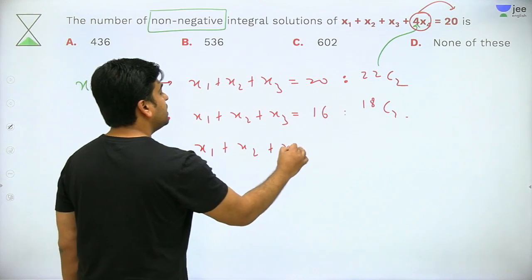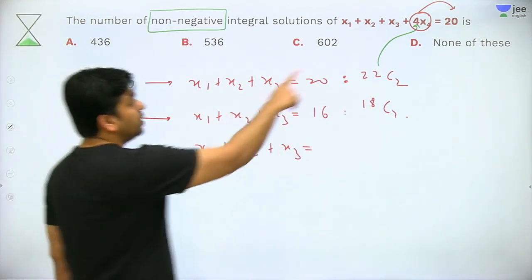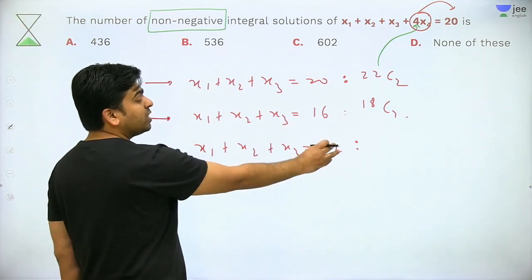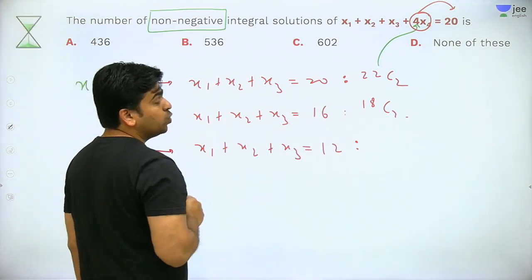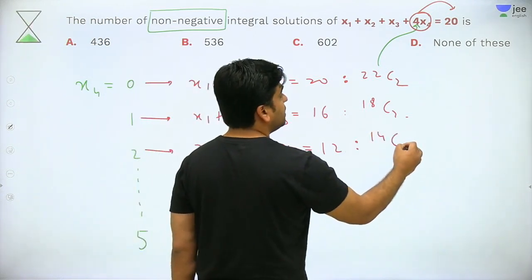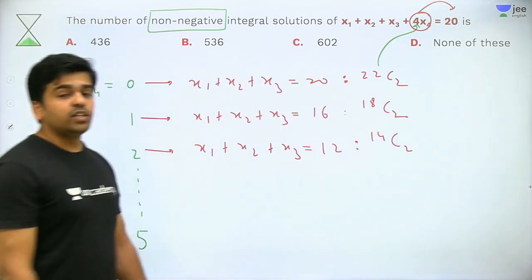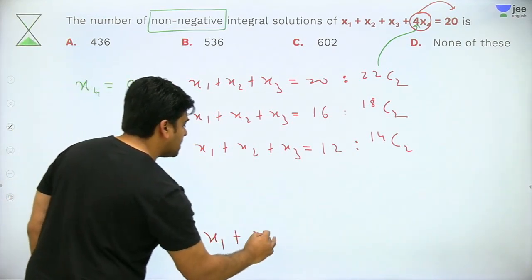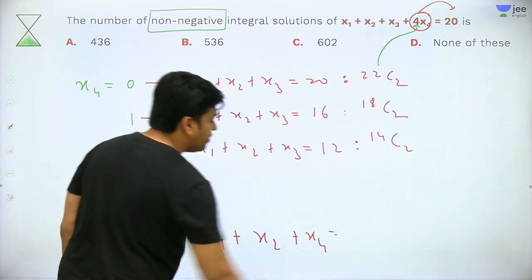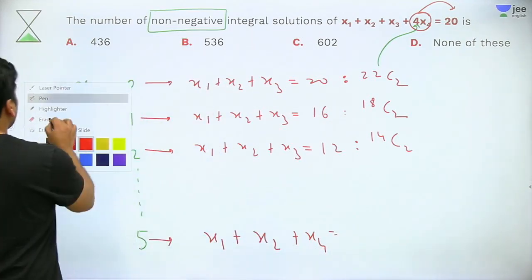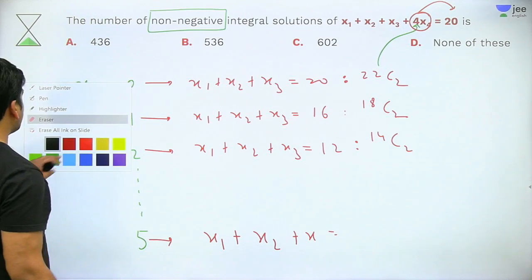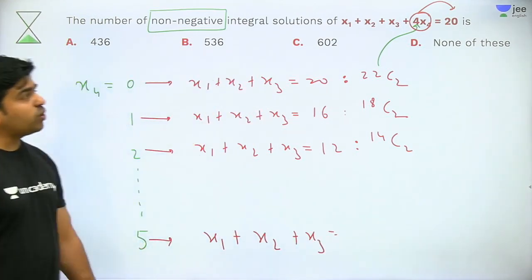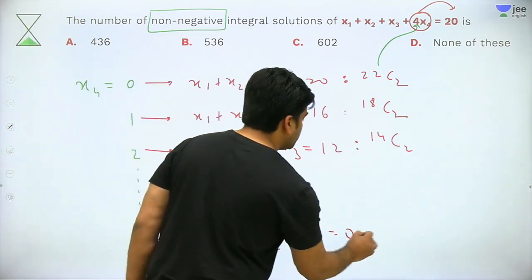x1, x2, x3. Next, if x4 is equal to 2, we will subtract 8 and we will get 12 on the RHS, and that's why we will have 12 apples and 2 partitions, which will give us 14 C2. 14 C2, right? And in the end, if I take 5, because we are now able to understand the pattern, no need of writing everything in between, x1 plus x2 plus x3 should be equal to how much? If x4 is equal to 5, this has to be equal to 0.